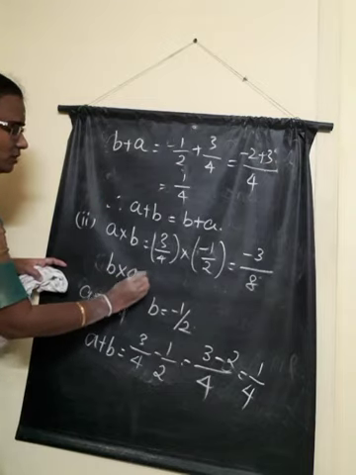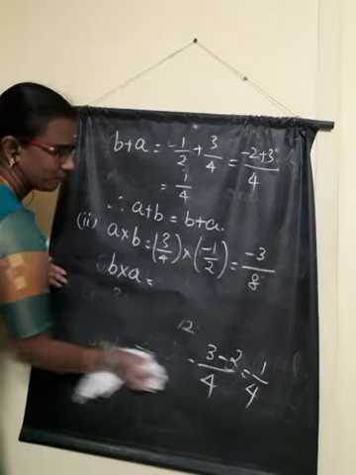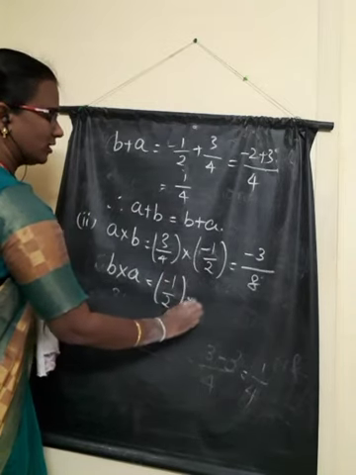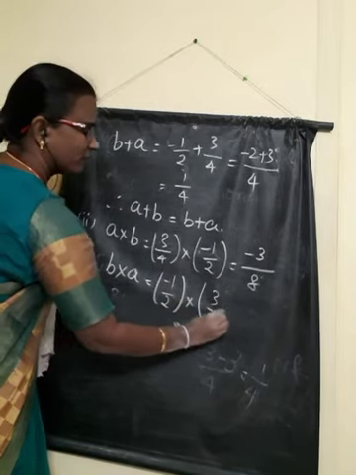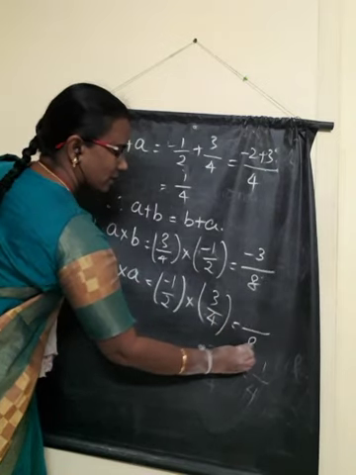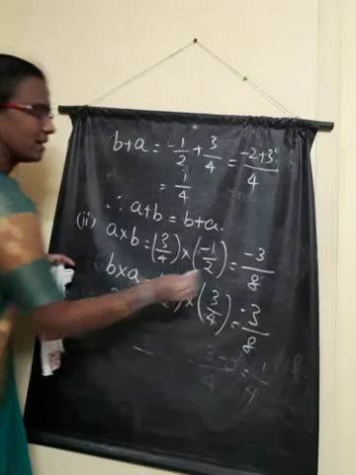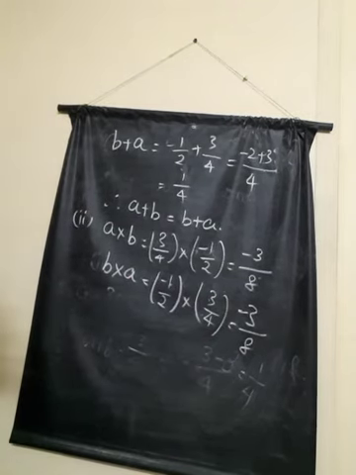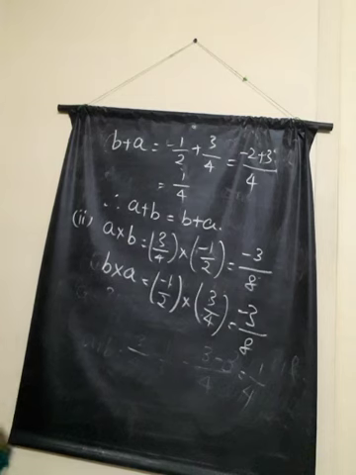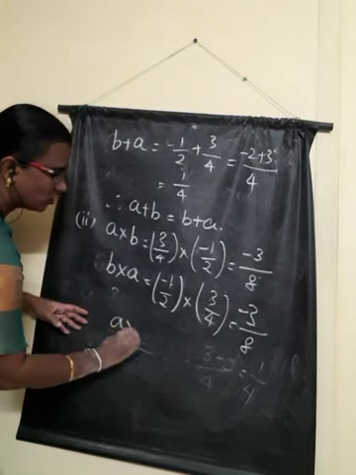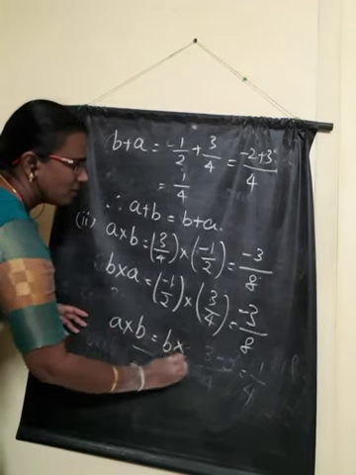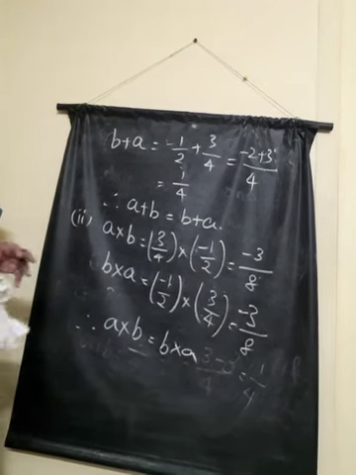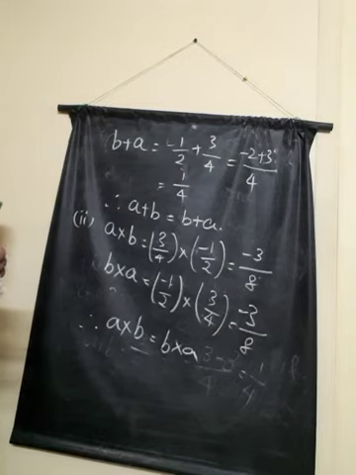Next one is B into A. B is minus 1 by 2 into A, which is 3 by 4. Again 2 4s are 8. Minus 1 into 3 is minus 3. So here both answers are the same. A into B is minus 3 by 8. B into A is minus 3 by 8. Therefore, A into B is equal to B into A. So it satisfies the commutative property.